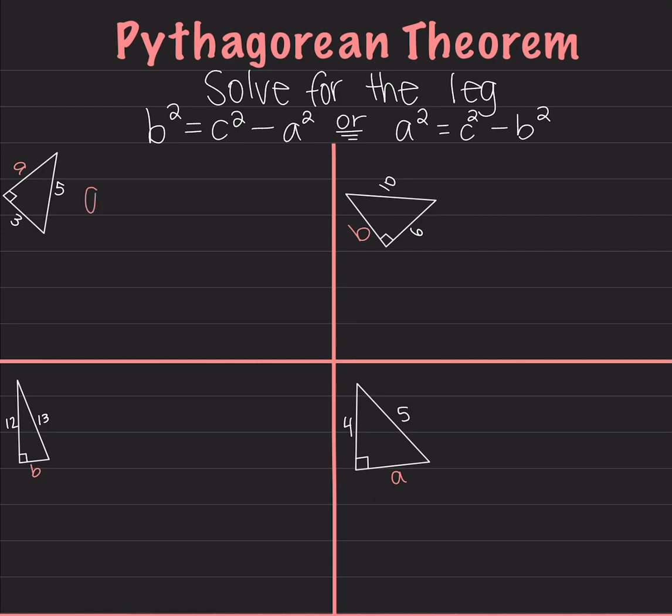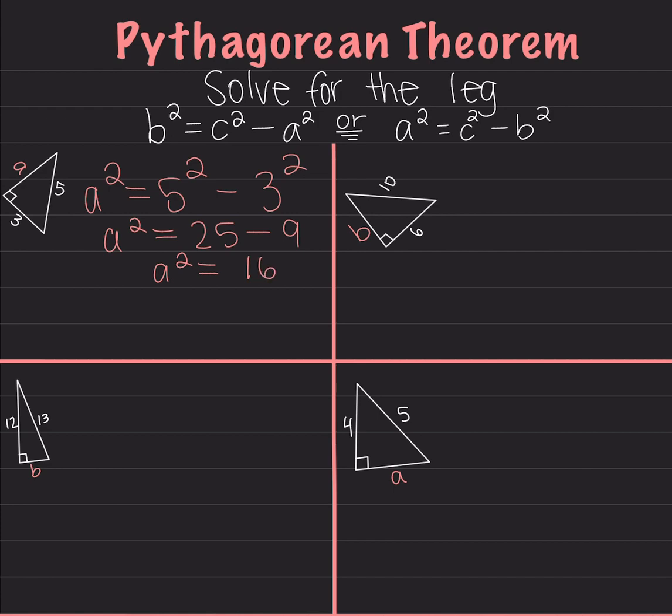So I have a squared equals c squared, in my case, is my hypotenuse, which is 5 squared, minus b squared, which is 3 squared. Now I'm going to go ahead and simplify this. A squared equals 5 squared is 25, minus 3 squared, which is 9. Next, we will subtract 25 minus 9 gives us 16.